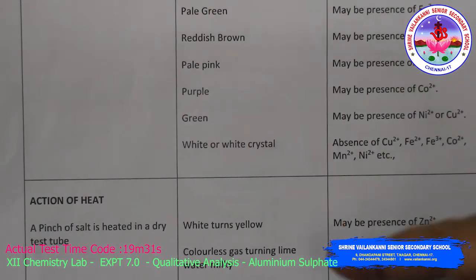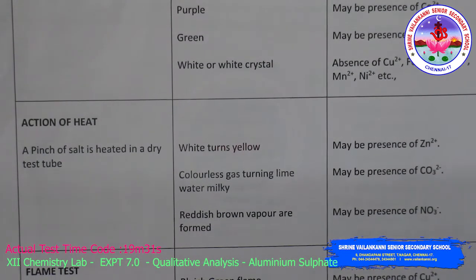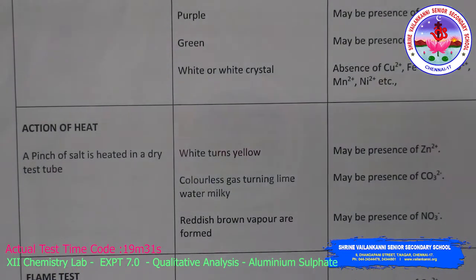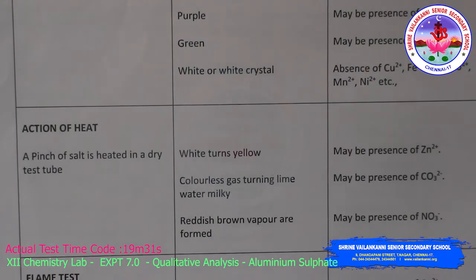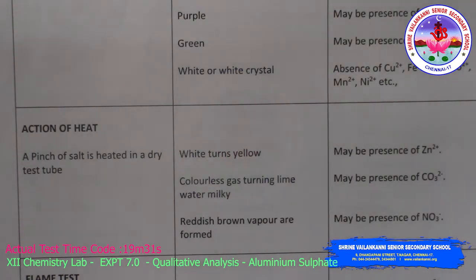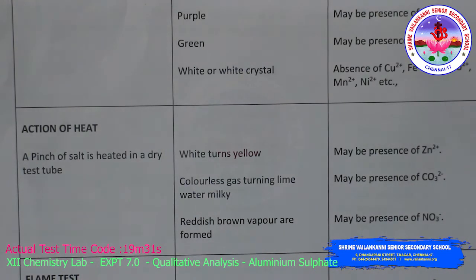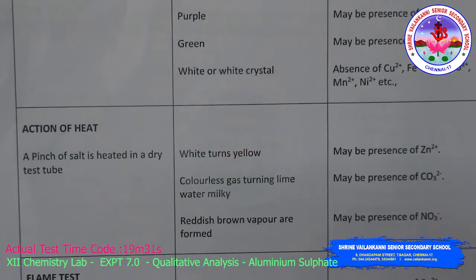Then action of heat. A pinch of salt is heated in a dry test tube. What does the observation mean? Suppose white turns yellow, there may be Zn2+. Here you have to say maybe, because this is not a confirmation test. It just means the salt may be zinc or whatever it is. This is a preliminary test. Colorless gas that turns lime water milky means maybe presence of carbonate. Reddish brown vapors formed means maybe presence of nitrate.